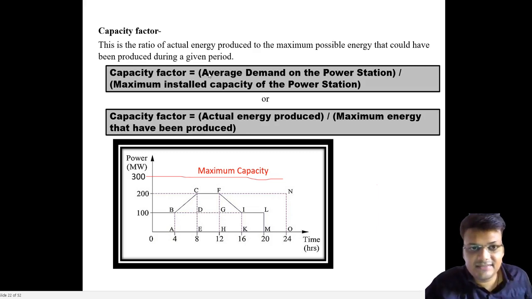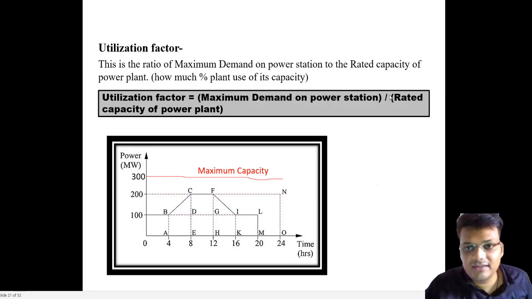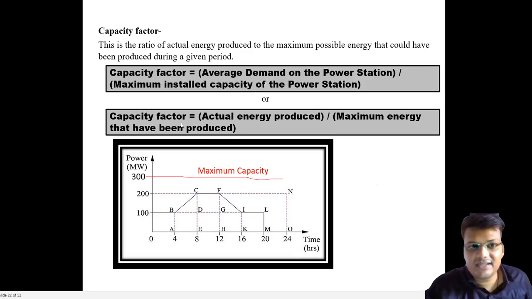The capacity factor is calculated from the average demand on the power station. How will we calculate the average demand? We will calculate it like the previous one. I am using this question because we already have some data, so it will be easy, and we do not have to solve one by one. So we have the average demand divided by the maximum installed capacity of the power plant. Initially we had maximum demand divided by maximum capacity. Now we have average demand of the power station divided by the maximum installed capacity. So we will get the capacity factor. So what is the capacity factor? Give me the answer.